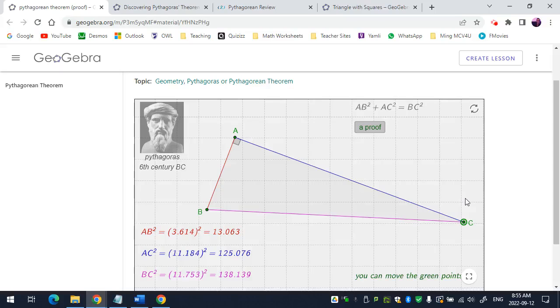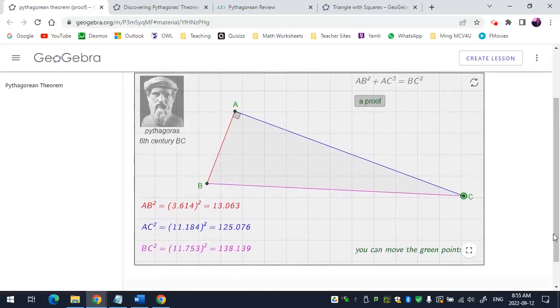So this triangle stays what? Stays a right triangle, which means this triangle still obeys the what? What's today's lesson? The what theorem? What's the name? The Pythagorean theorem. And check this out. So let's actually see if it does.